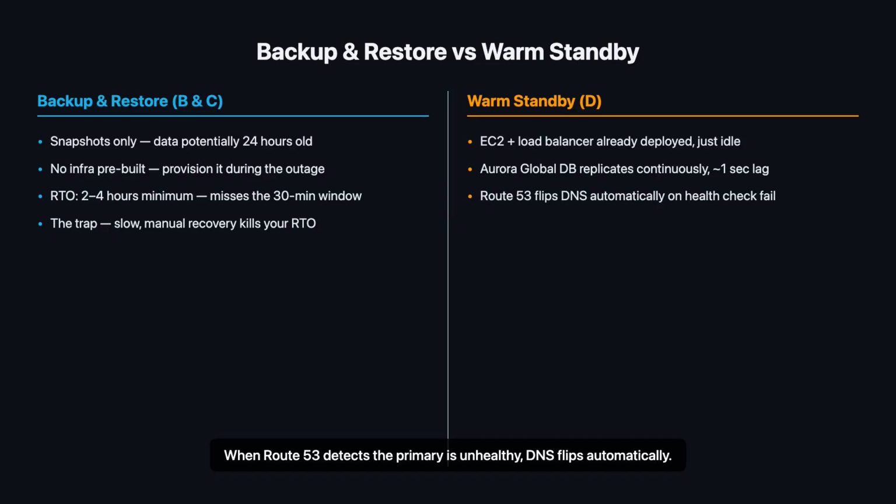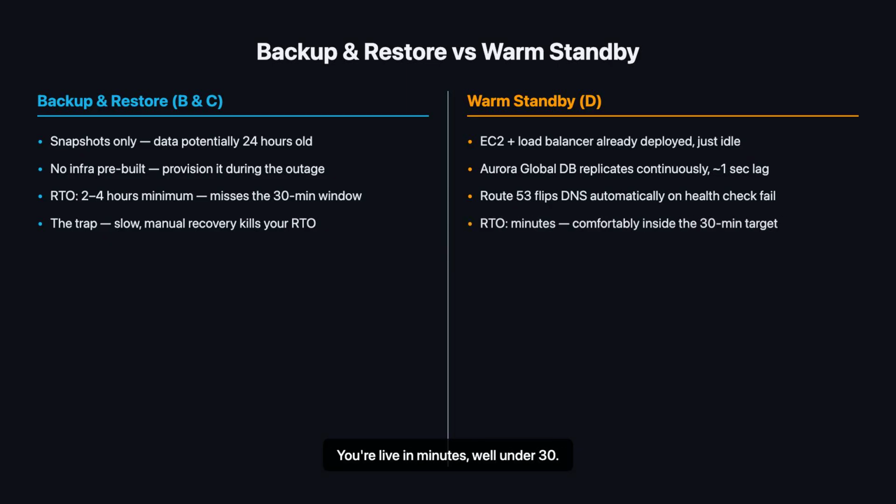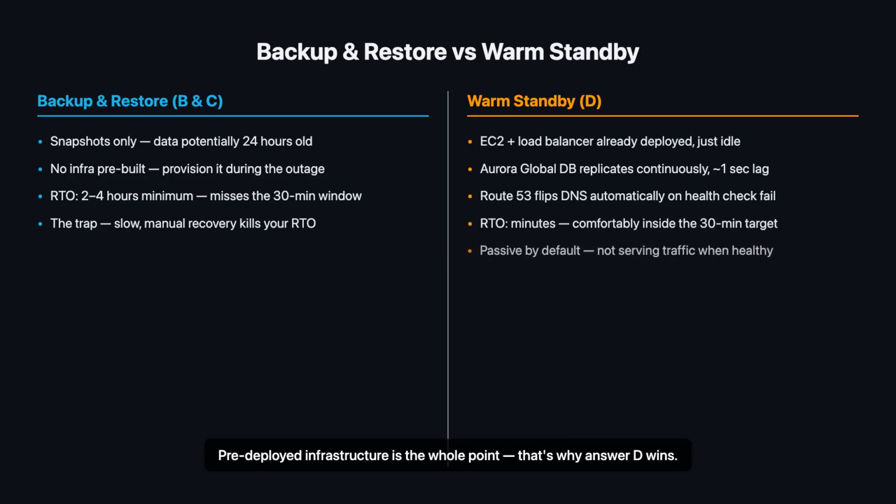When Route 53 detects the primary is unhealthy, DNS flips automatically. You're live in minutes, well under 30. Pre-deployed infrastructure is the whole point. That's why answer D wins.